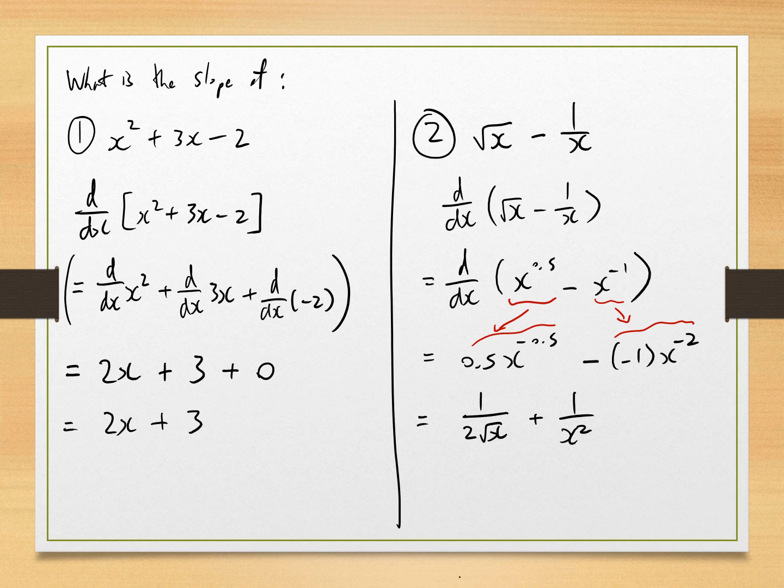The rules of differentiation give you a very easy way to find the slope of any functions you come across. So these are the first 4 rules, and now we're going to move on to some of the more complicated rules.